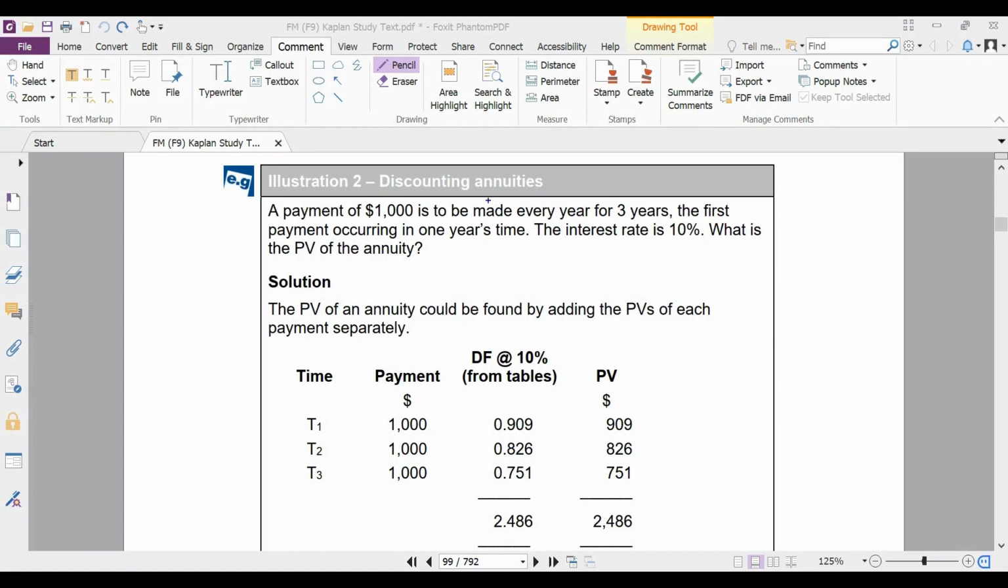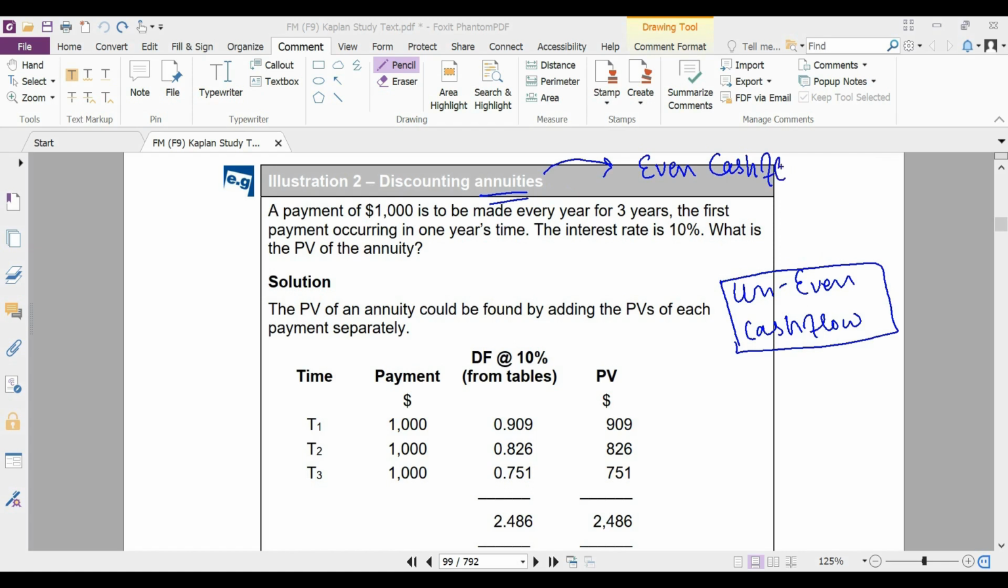Now we have another concept, annuities. We have already discussed uneven cash flows in our previous lecture, where we discussed that these are nothing but different cash flows for each year. But the concept of annuity is different from uneven cash flows. It's totally opposite. Here we are expecting to receive even cash flows, or the same cash flow, for each year.